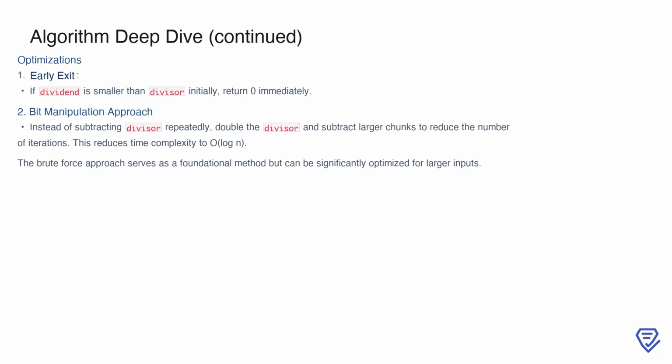First, we can include an early exit condition. If the dividend is initially smaller than the divisor, we can immediately return 0 without performing any further calculations. A more significant optimization involves using bit manipulation. Instead of subtracting the divisor repeatedly, we can double the divisor and subtract larger chunks from the dividend. This approach reduces the number of iterations drastically, achieving a time complexity of O(log n).